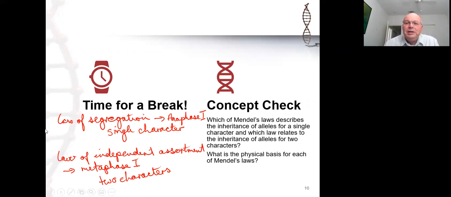So, law of segregation explains the behavior of single characters. Law of independent assortment explains the behaviors of two characters. The physical manifestation of the law of segregation is the separation of the homologous pairs of chromosomes in anaphase 1. And the physical manifestation of the law of independent assortment is the independent and random arrangement or aligning of the chromosomes on the metaphase plate in metaphase 1. So it's just a reminder of the basis for Mendel's laws, because we're going to see those at work today still. Or we're going to be looking at some variations from that.